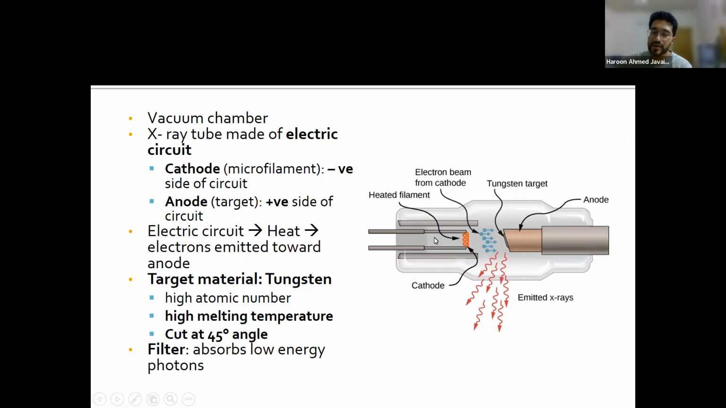Now, an important thing to remember over here is that there is a vacuum chamber. So there are no other air particles over here. The idea is that we don't want the particles released from the cathode to interfere with air particles, which may have been present if there was no vacuum, right?